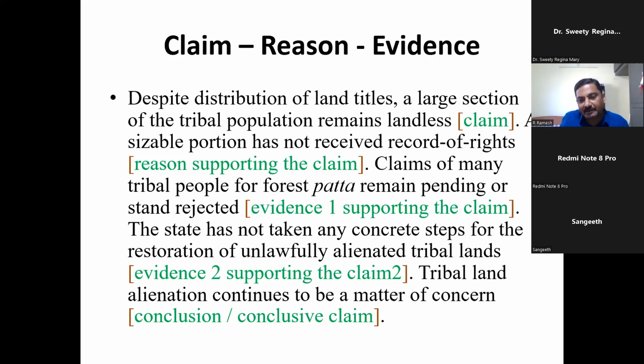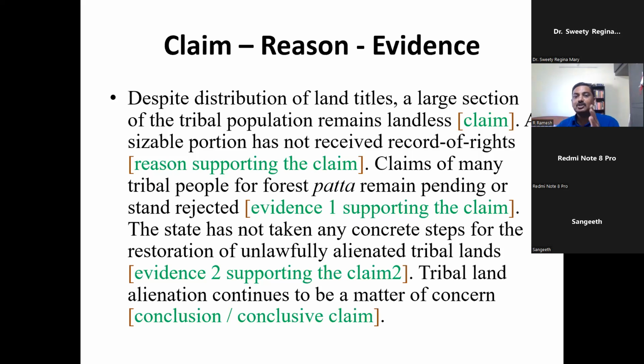This is not a simple statement that you are making. Suppose a state government asks you to come and prove it, you should be able to prove it with your data. Tribal land alienation continues, you are saying. Through your thesis, can you give me your evidences? You should be able to give this. So this is what a thesis is. When you make a claim, when you make a statement, for every statement you have a reason, you have 2-3 evidences to support, then only you can make a conclusive statement.